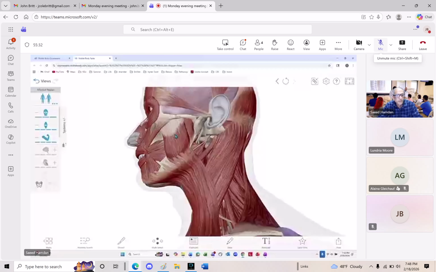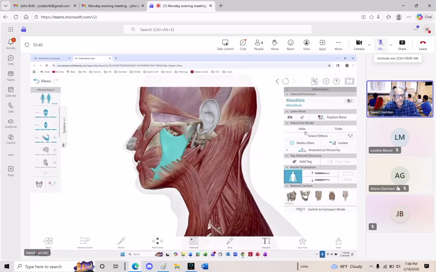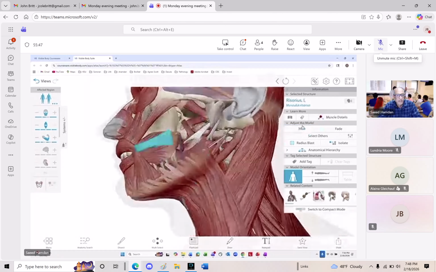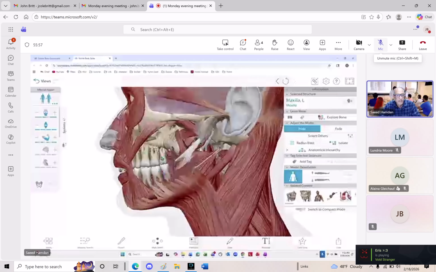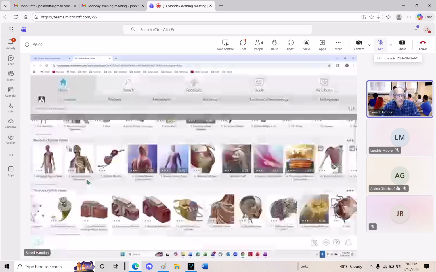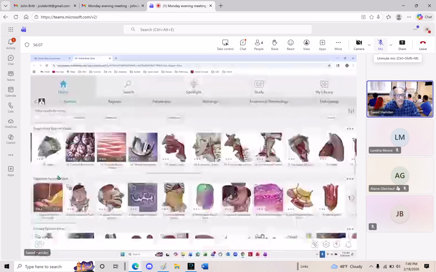We have to remove some of them, but I'll hide this one. I'm going to have to hide the mandible for a second so you can start seeing. I have to remove some of these. So, here. I mean, it's not possible to remove all of them. Let's do oral cavity again.